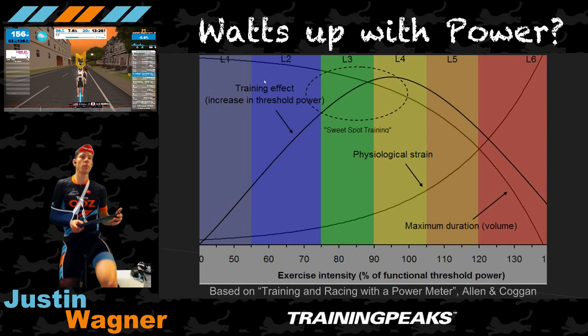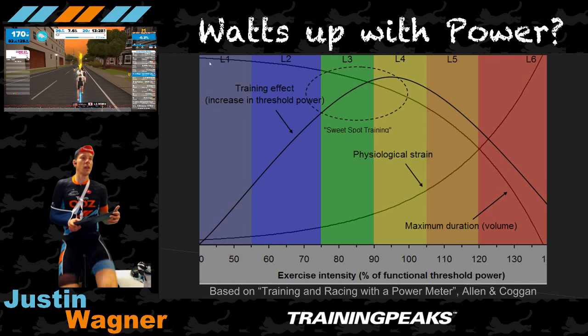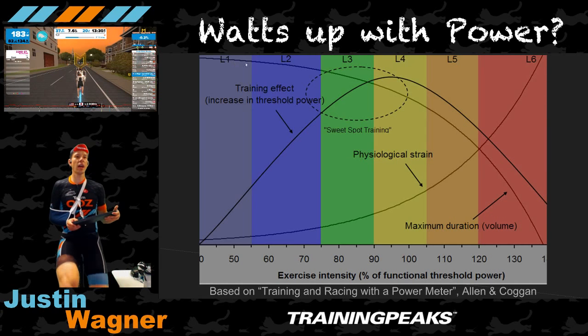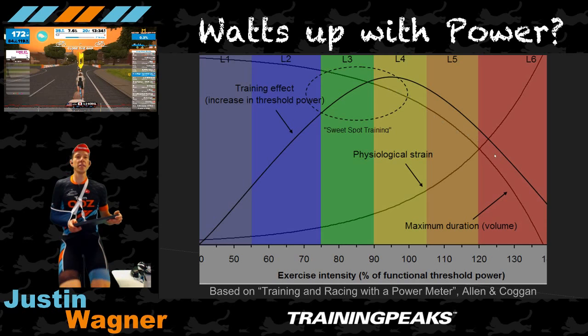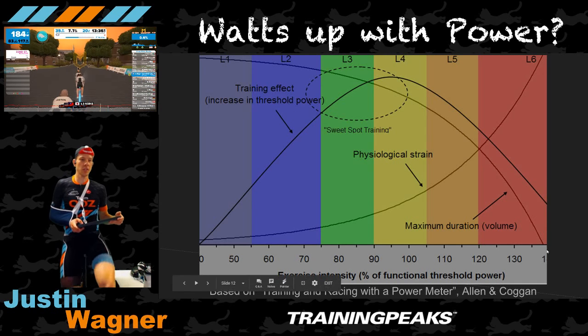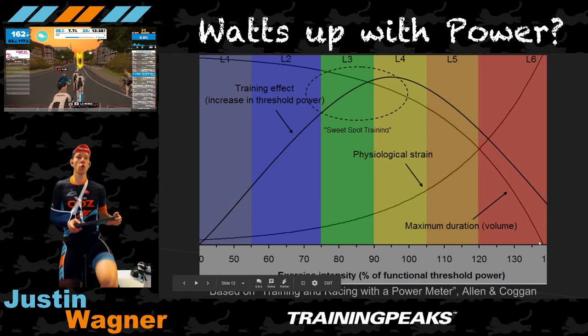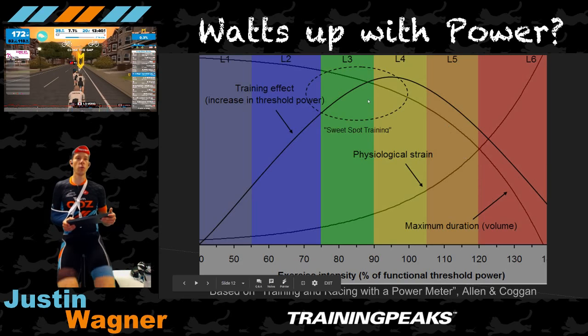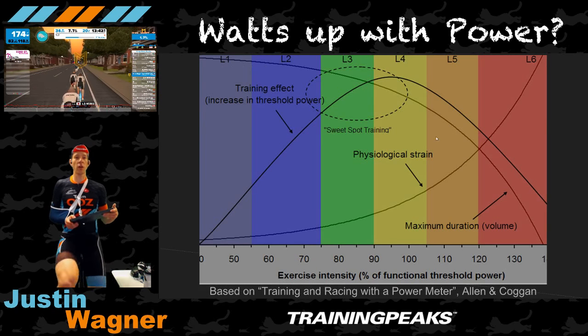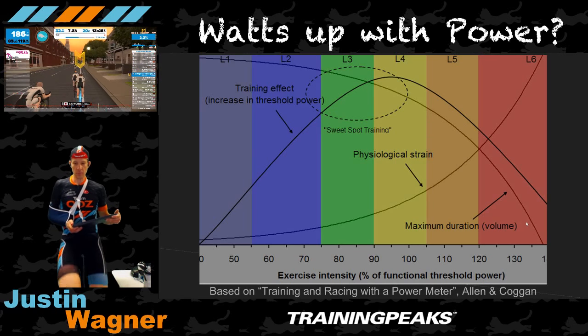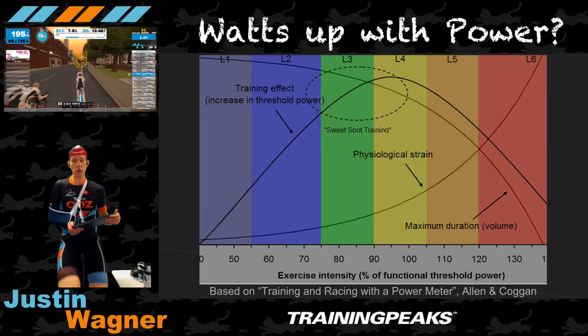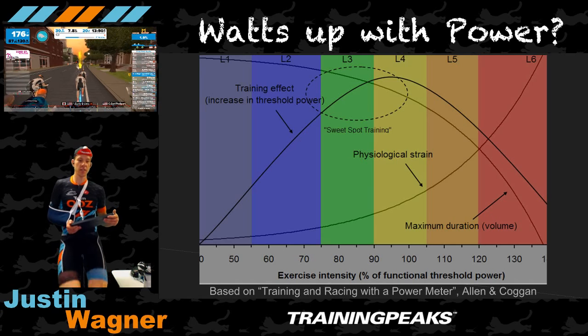So anyways, the point here is this chart, this line that starts really high, starts to go down. This is the maximum duration that you'll be able to hold one of these workouts. Obviously, as zones go higher, the time that you can hold it decreases, right? You can't hold a sprint for 10 minutes. It doesn't make sense.